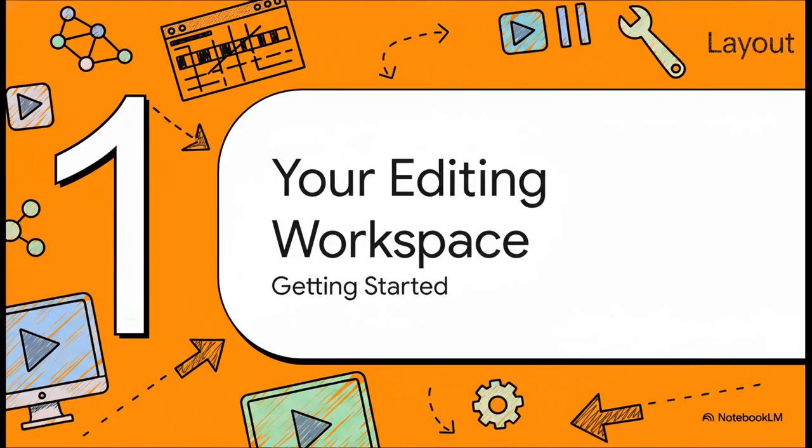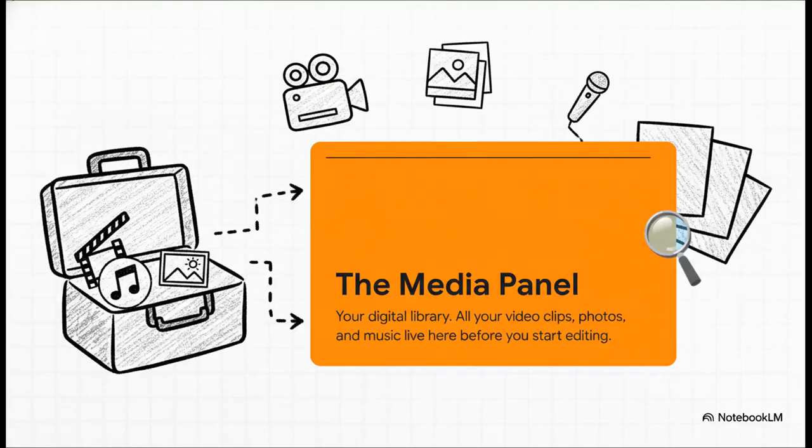Okay, first things first, we have to get familiar with our editing workspace. Honestly, once you understand these four main areas, everything else is just going to click into place. So let's break it down. Over on the left-hand side, you've got your media panel. The easiest way to think about this is it's your digital toolbox. It's where you put all your raw ingredients, your video clips, your music, any photos. They all just hang out here waiting for you to grab them.